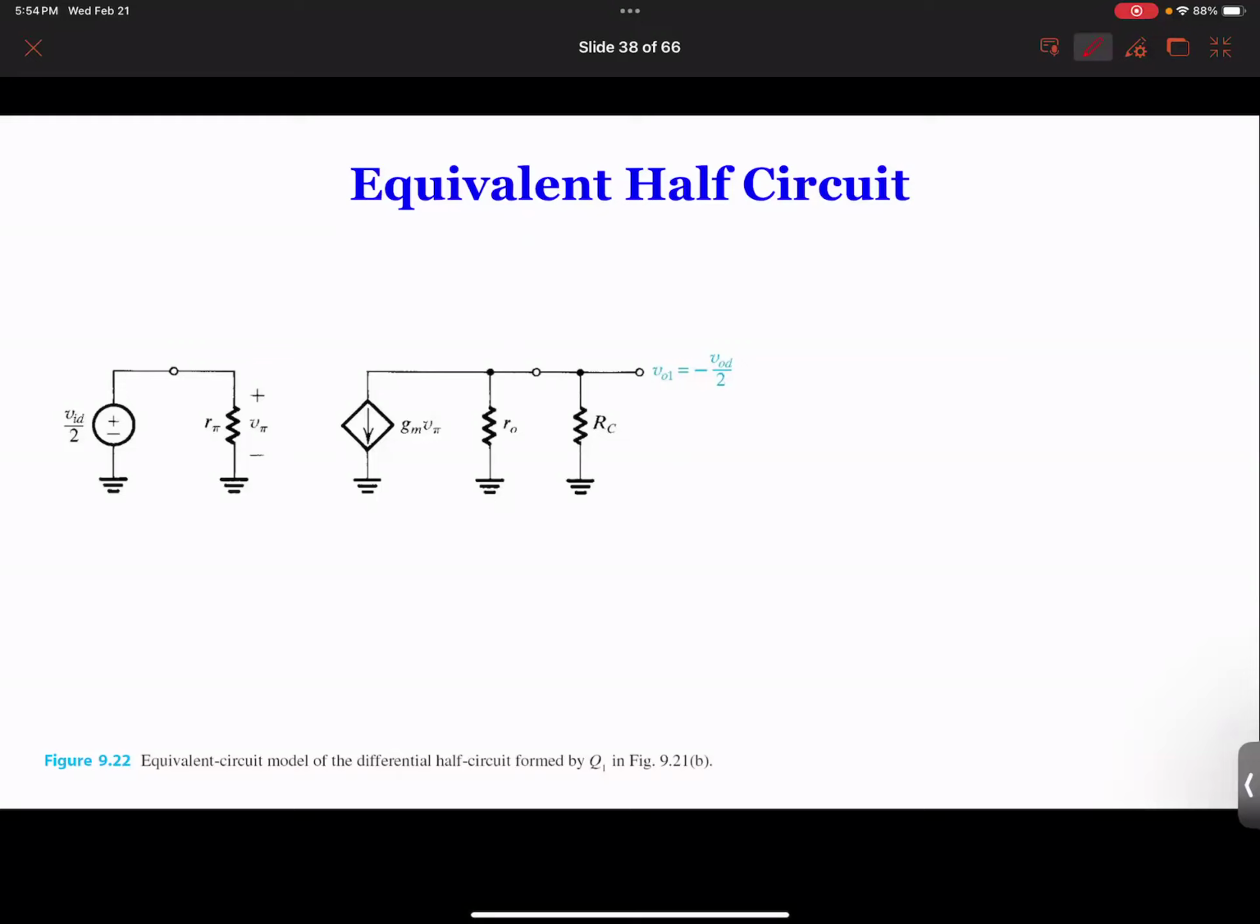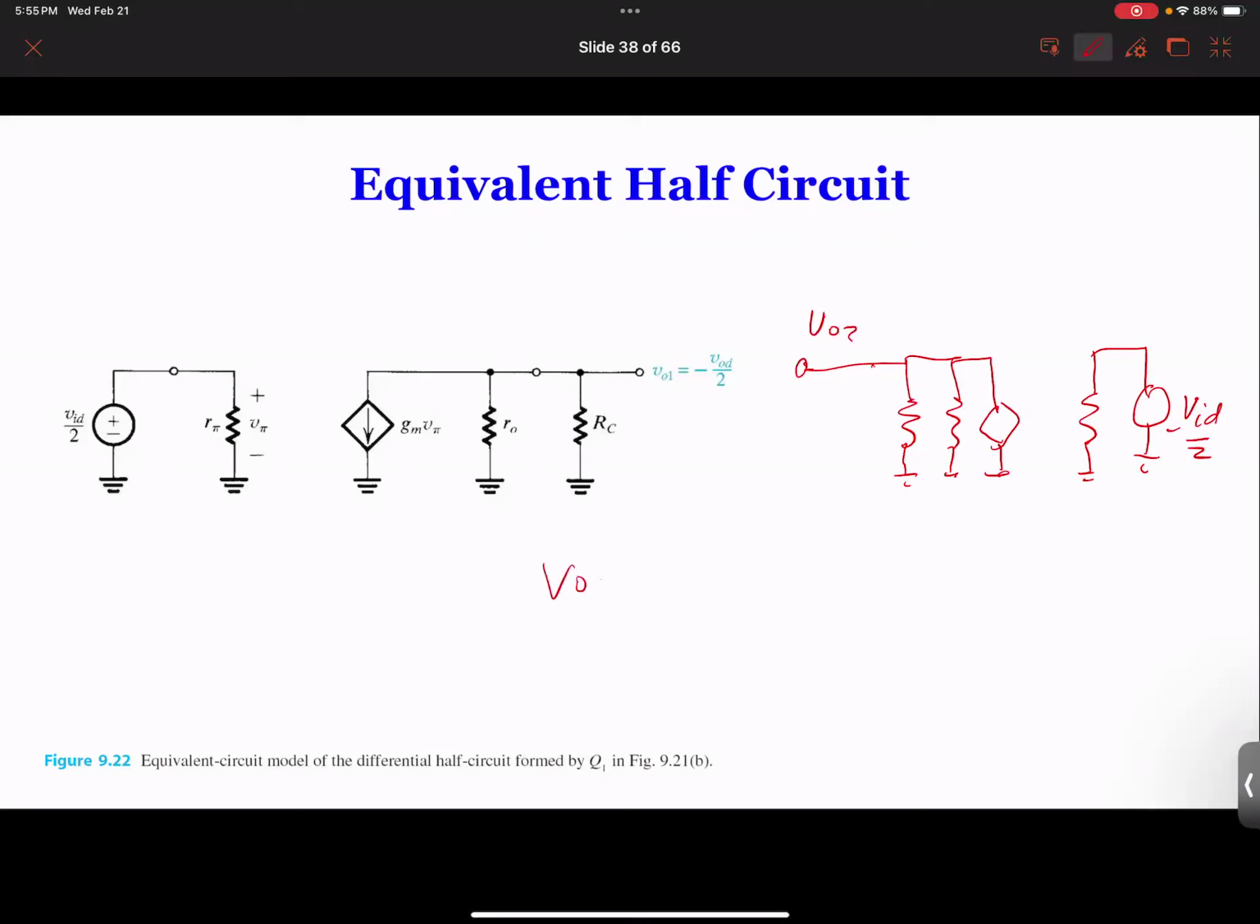When you say RC is not connected to the emitter, in this case, because the emitter is grounded and this is grounded, everything here becomes like a loop. And you can draw the other half, which becomes exactly the same. Like you would draw the other half, ground. So this is 1/2 minus 1/2 VID, and this is VO2.